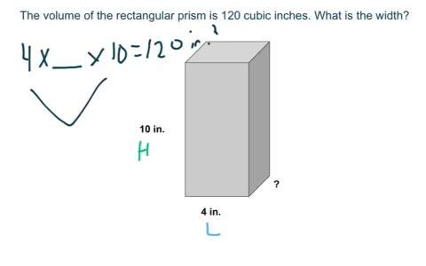So 4 times 10 is 40. 40 times something is going to equal 120, and that answer is going to be 3. I can do 120 divided by 40, or I can just, how I just eyeballed it, 4 times 3 is 12, so 40 times 3 is 120. So our answer here is going to be 3.